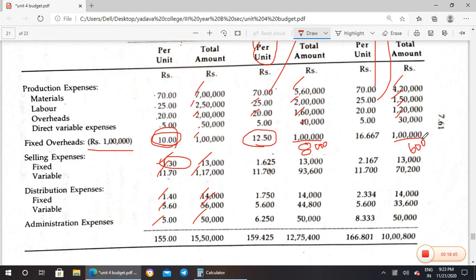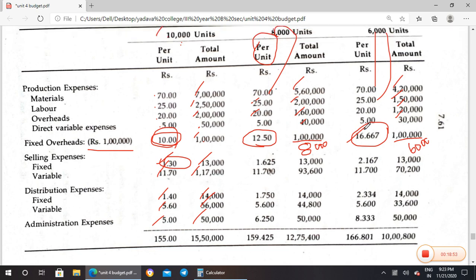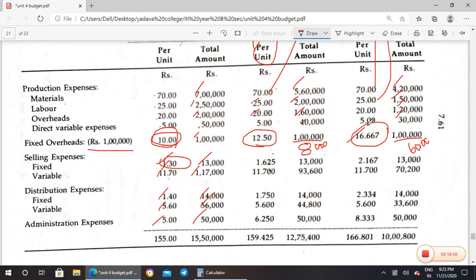6,000 units. So you will be getting 16.667. If you have more than 3 decimals, just cut it; more than 3 means we take only the first 3 decimals. Okay. So divided by 8,000 units, you will be getting the per unit rate. Divided by 6,000 units, the given units, you will be getting the per unit rate. The same procedure.